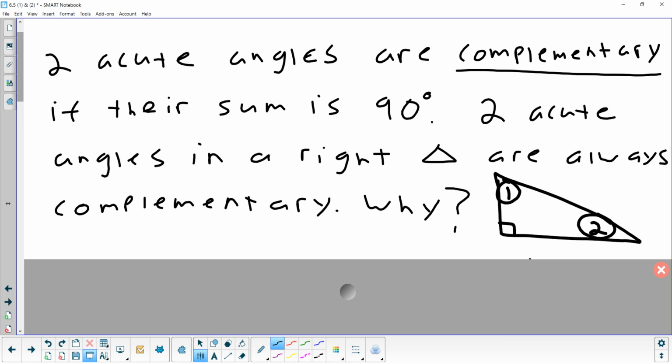Does the triangle have to add up to 180 and the right angle's already taken up 90? Exactly. So all the angles have to add up to 180. The right angle is already 90. So the other two have to add up to 90 together. When two things together add up to 90, that's called complementary.